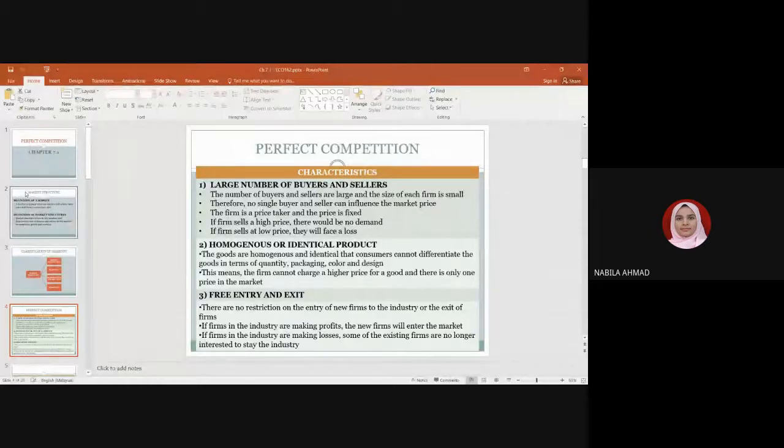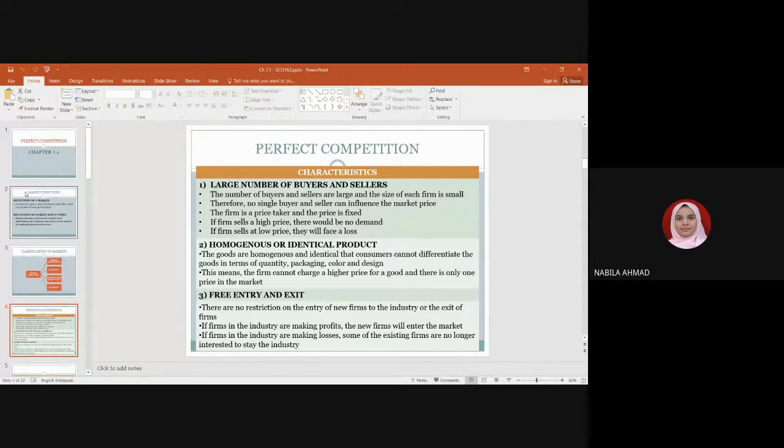So under perfect competition, the number of seller are large, but the size of the firm is small. Dia ada banyak number of seller, tetapi size untuk each firm tu adalah kecil. So business ni adalah business yang kecil lah. So because of that, no single buyer or no single seller can influence the market price. Jadi tidak satu pun seller boleh tentukan harga.